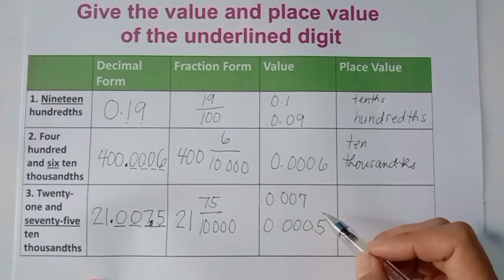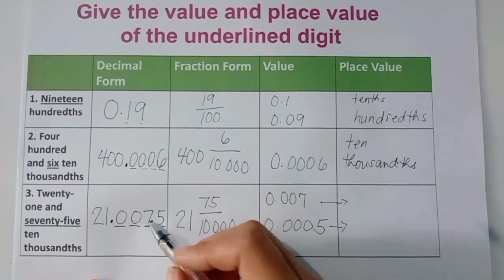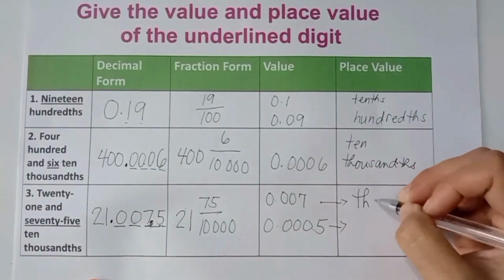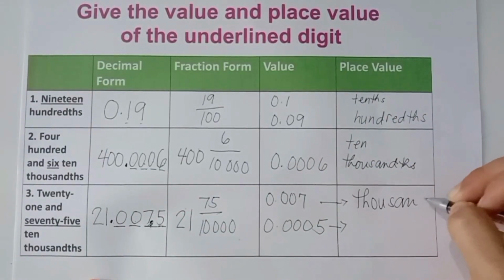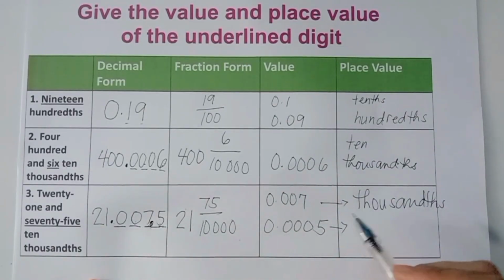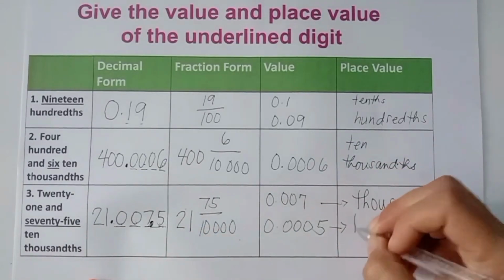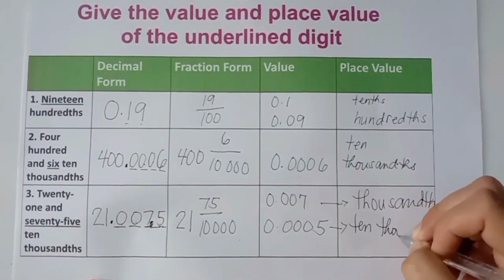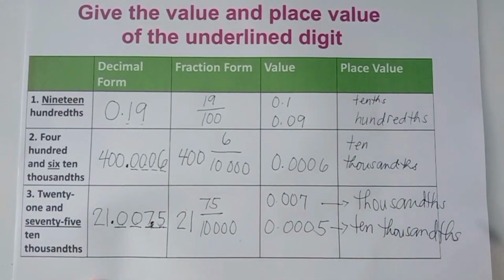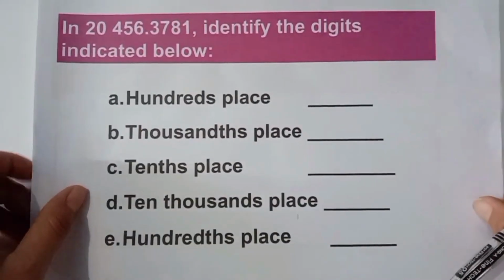Isa-isahin natin. Okay, now, ano naman po ang place value ng 7 na to? So, syempre, yan po ay tenths, hundredths, thousandths. Take note, may THS kasi yan po ay decimal number. So, yung 5 naman ay tenths, hundredths, thousandths, 10,000ths po. Yun. Okay? So, that's it.